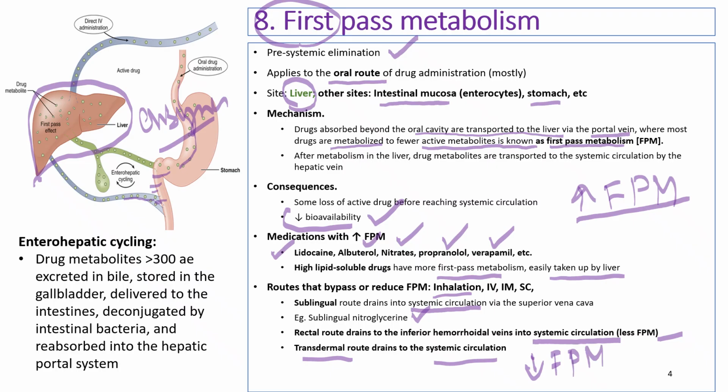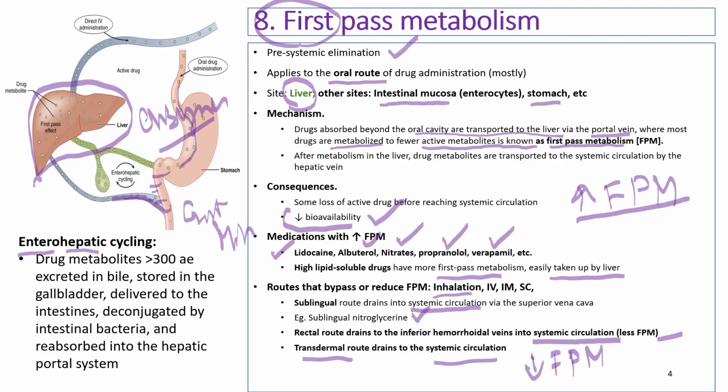There is another important concept here, the enterohepatic connection. Entero means intestine, hepatic means liver, so cycling. Some medications, after conjugation, are delivered into the intestine. Here we have the gut microbiome, which deconjugates the metabolites, and then they are freely reabsorbed into the portal circulation. That is called enterohepatic cycling.